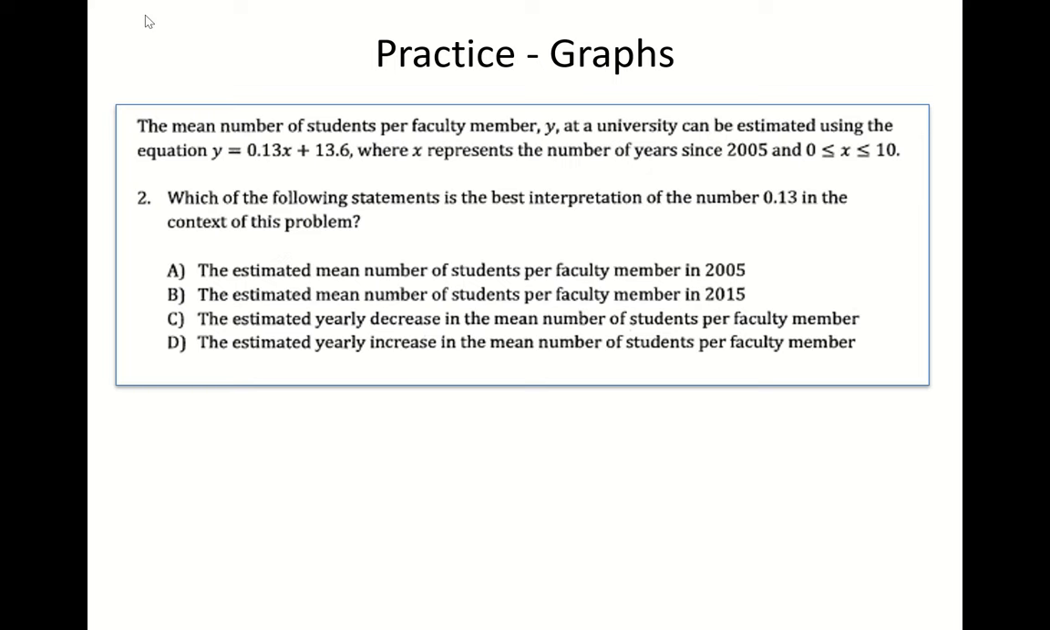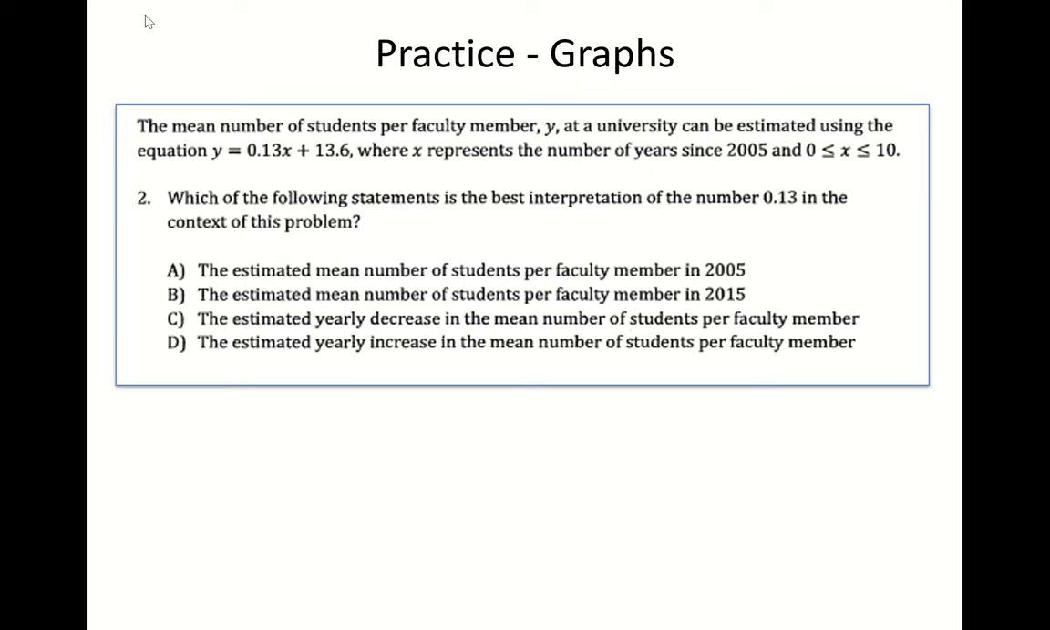So if you look at the y unit, it's the mean number of students per faculty, and then the x unit is the years. So it's going to be mean number divided by years. So mean and year, they all have to be there. Here it only uses the units of mean number of students per faculty member, and it talks about specific moments in time, which is again not something that the slope talks about. The slope is something universal for the whole line. So you can eliminate answer choices A and B.